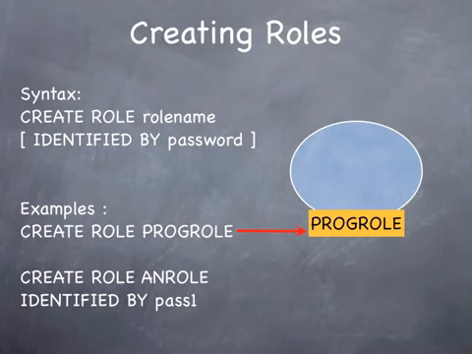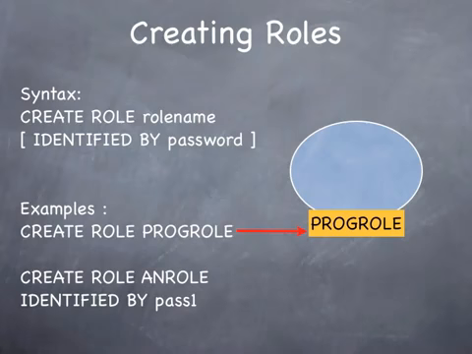On the slide, there are two examples. The first is create role prog role. Here, the role called prog role is being created. The second example is create role an role identified by pass1. The password associated with the role called an role is pass1.